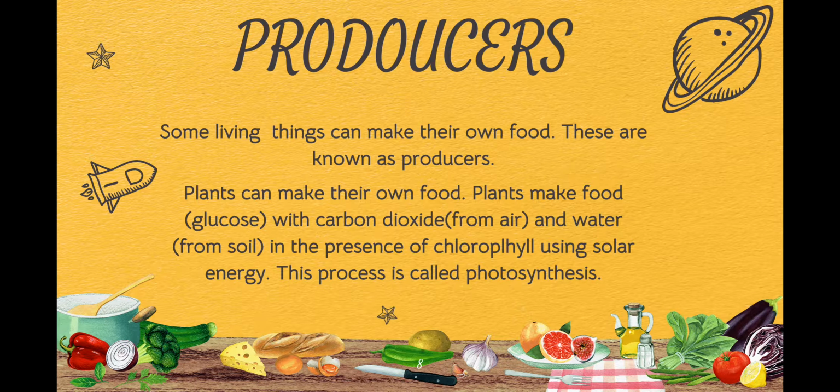Now let's learn something about producers. What do you mean by producers? So, some living things can make their own food. These are known as producers. Plants can make their own food. Plants make food, glucose, with carbon dioxide from air and water from soil in the presence of chlorophyll using solar energy. This process is called photosynthesis.